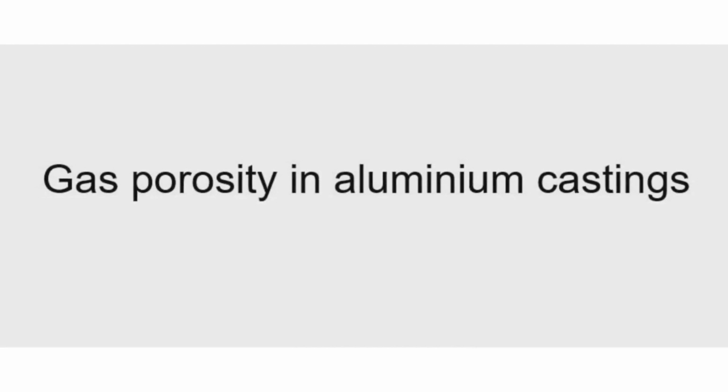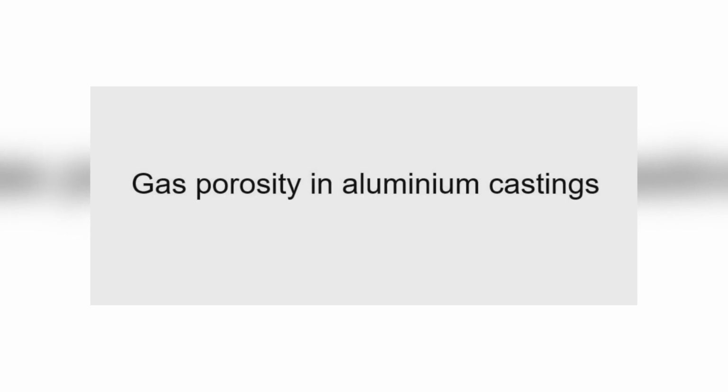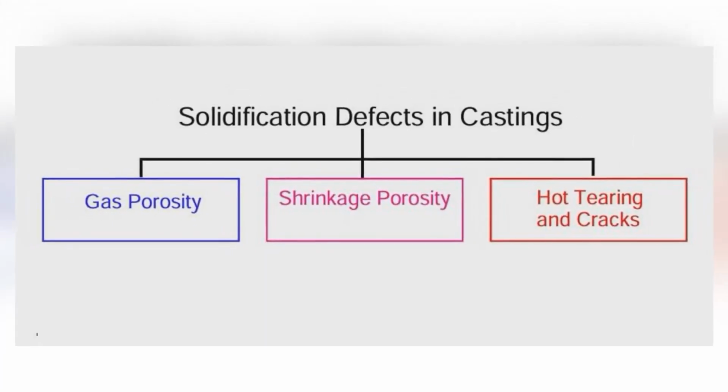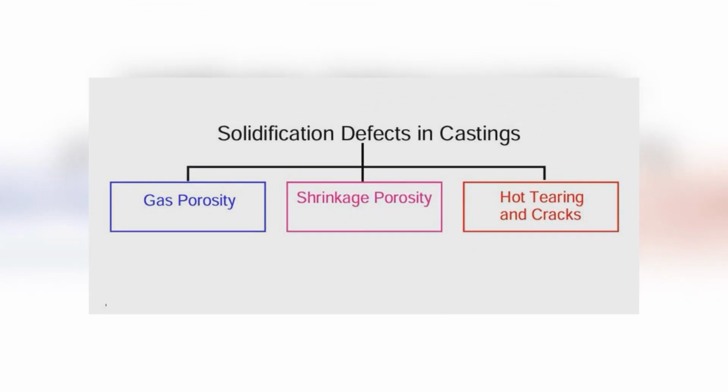Welcome to a review of gas porosity in aluminium castings. Today, we delve into solidification defects with a special focus on gas porosity. Solidification defects in metal castings can be broadly categorized into three types: gas porosity, shrinkage porosity, and hot tearing or cracks. We will concentrate specifically on gas porosity in aluminium castings.